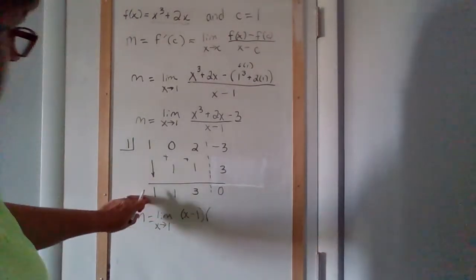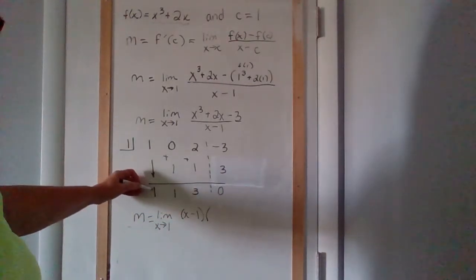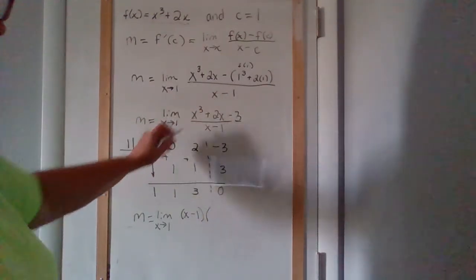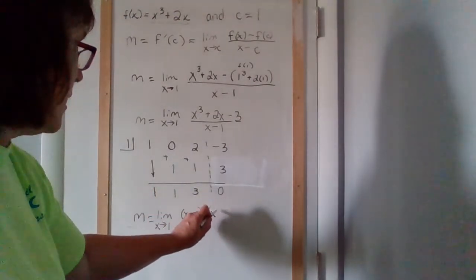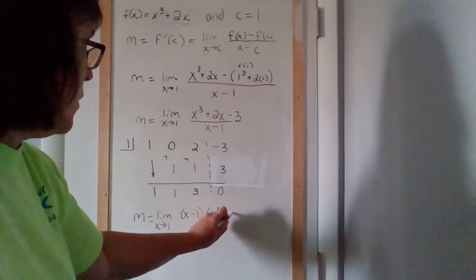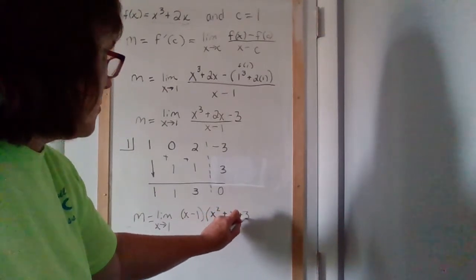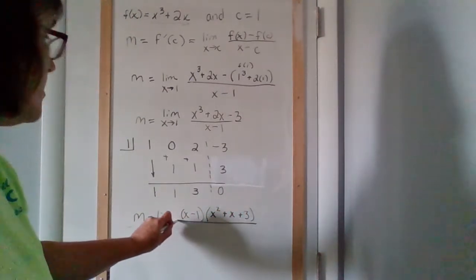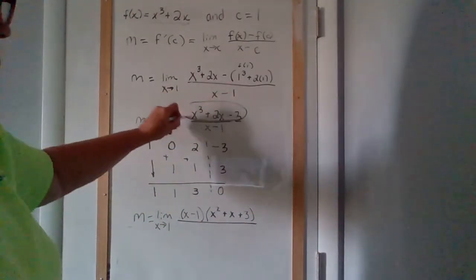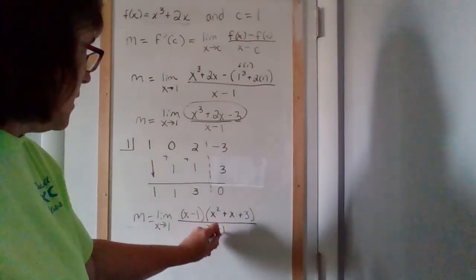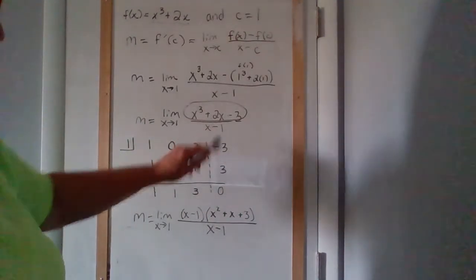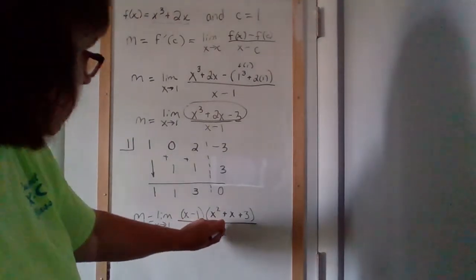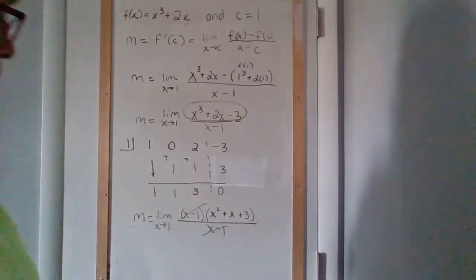And then this factor, which is 1 degree less than what our original problem was. So this was an x to the third. This is going to be the coefficient of x squared. So 1x squared plus 1x plus 3. So those are our factors of this expression, and then it's over x minus 1. Now, there was another clue that 1 was going to be the one that worked because I wanted this x minus 1 to cancel, and that's what happened.